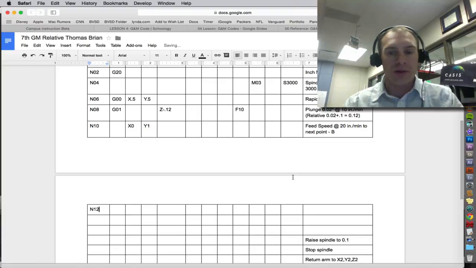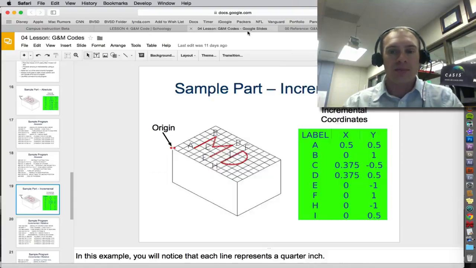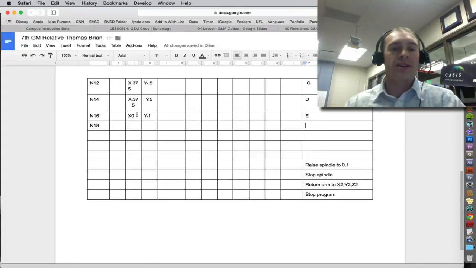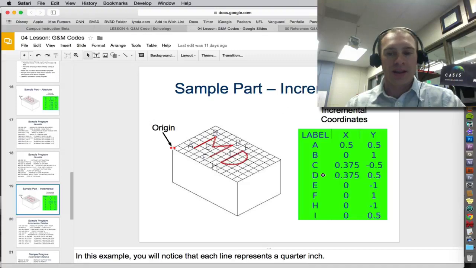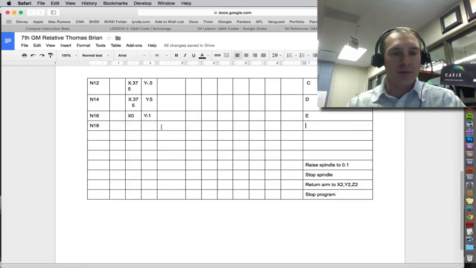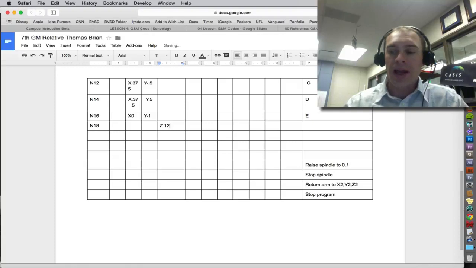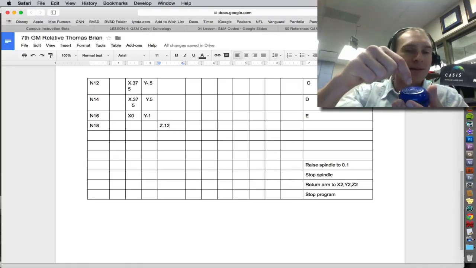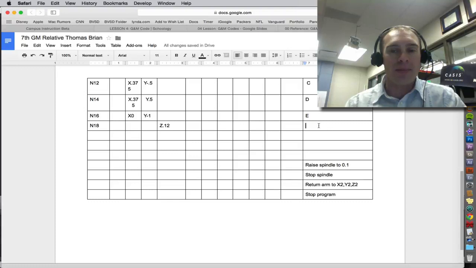Then N12, we go to point C, and now that we have the coordinates, we continue going through. So we have the code written all the way through point E, and we've gotten to this point. We need to raise it up and move it over, but remember, if we are 0.02 down, then we need to raise it not just 0.1, because we're 0.02 down, so we need to raise it 0.12, and that will take you to a safe height of 0.1 above. So this will make up for being down 2/100ths, because we're going up 2/100ths and then another 10th.